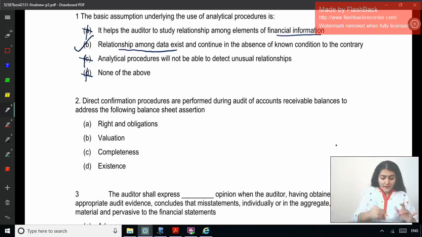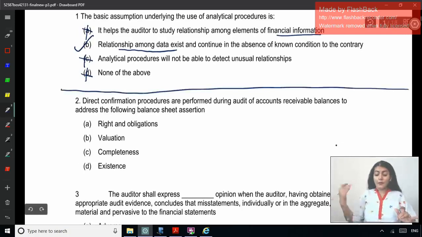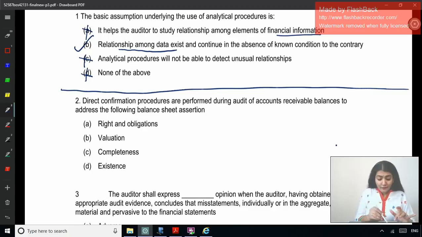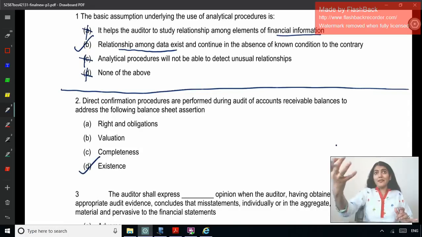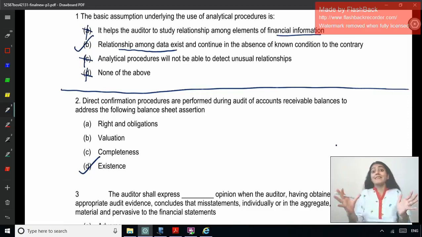Next one: direct confirmation procedures are performed during audit of accounts receivable balances to address the following balance sheet assertion. For debtors you send confirmation for which particular assertion? Rights and obligations, valuation, completeness, existence? In the explanation of SA 505, it is said that external confirmations provide very strong evidence for the assertion of existence rather than valuation. Because when the debtor or creditor replies, first of all it means they exist, it's not fake. Whether they confirm the right amount or the wrong amount, for valuation there are other ways and means to check those. But the main first thing is that the debtor or creditor exists.